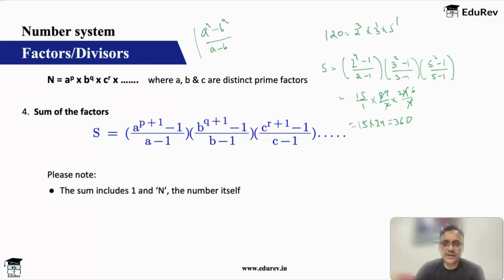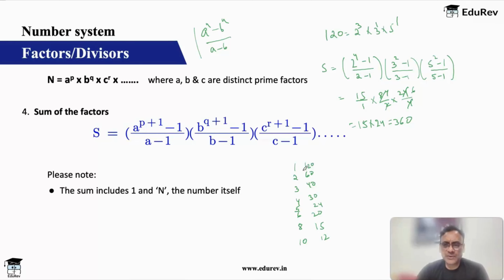What are the factors of 120? We have 1, 2, 3, 4, 6, 8, 10. Right, total factors were 4 into 2 into 2, 16. We have written how many? 1, 2, 3, 4, 5, 6, 7. The eighth one will be 1, 2, 3, 4. We didn't take 5. 5, 6, 8, 10. Now you have 12, you have 15, you have 20, you have 24, you have 30, you have 40, you have 60, and you have 120. These are the 16 factors.